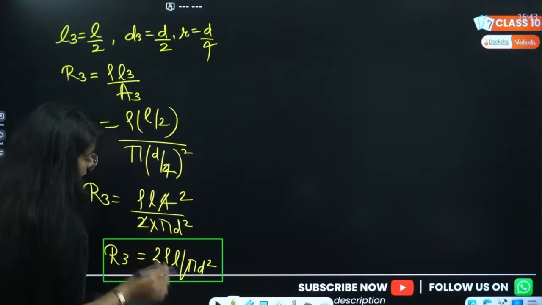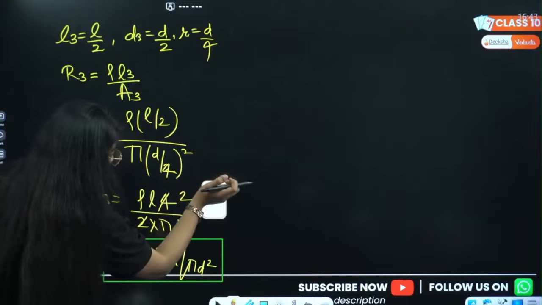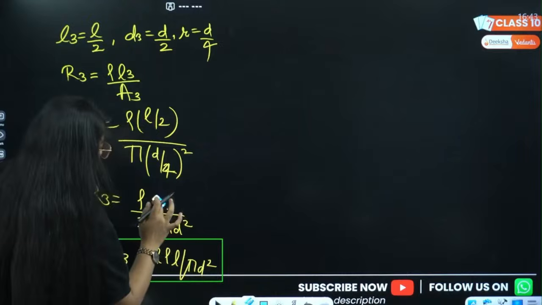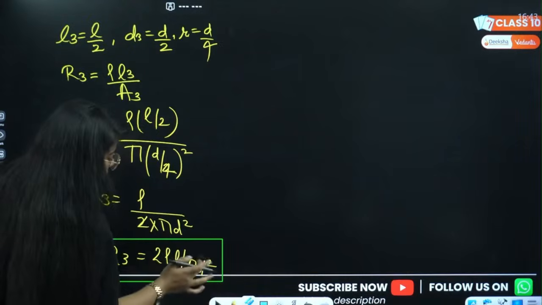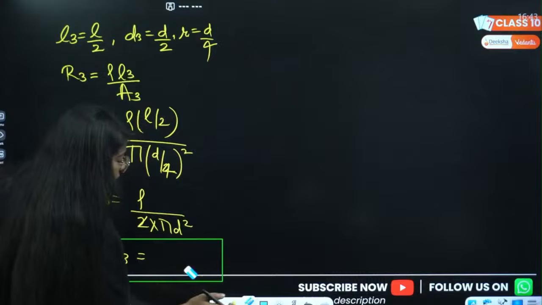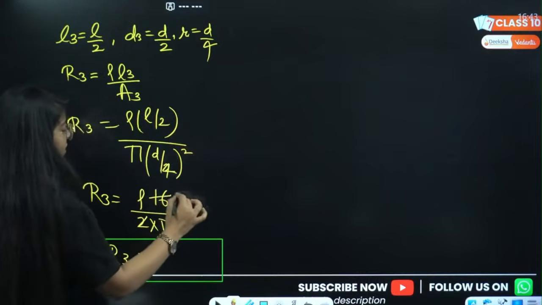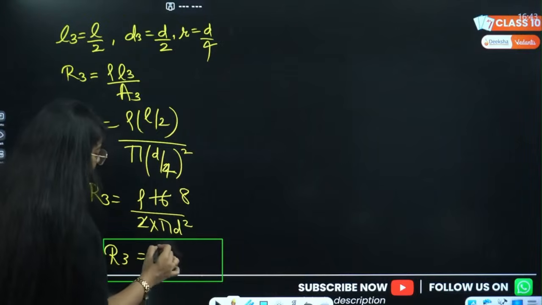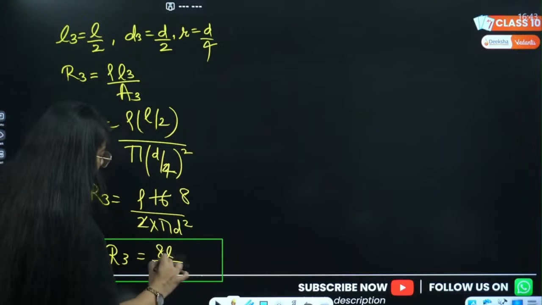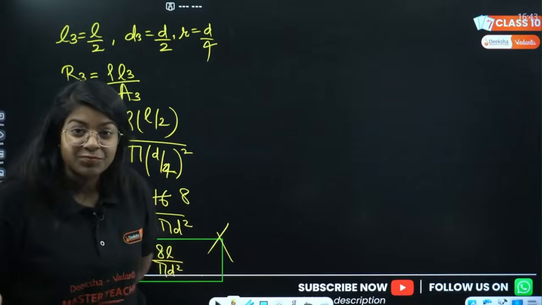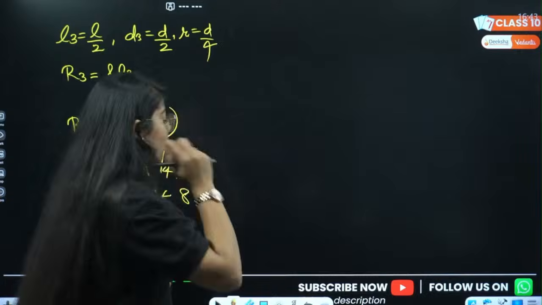So this will be D by 4. Okay. Let us erase this whole. So this is D by 4. 4 squared is 16. So this cuts out to be 8. So this is 8 rho L by pi D square. Okay ma'am, now definitely this is not the answer. Not worth it. Okay, chalo.